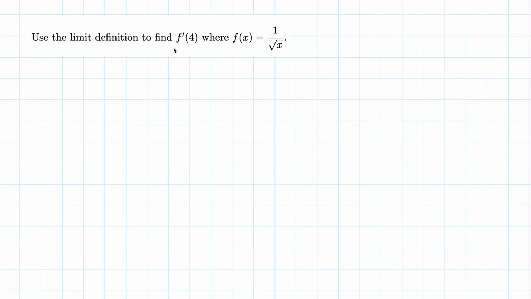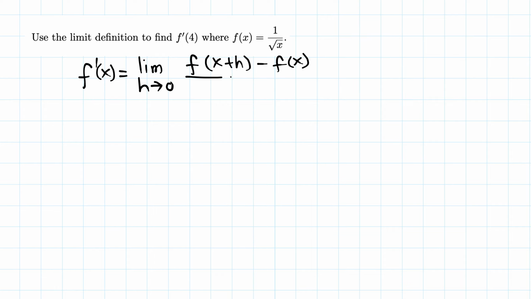Use the limit definition to find f prime of 4, where f is 1 over root x. So the derivative is given by this limit: the limit as h approaches 0 of f of x plus h, that's the next point, minus f of x, all over h. So basically rise over run, and we are making the run very small.